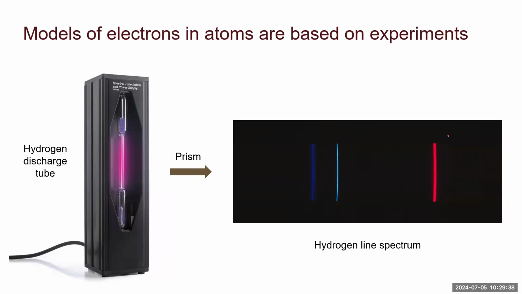But if you subject this to a prism, that same prism that splits white light into every single color, what you see is actually there's only 3 colors. Those 3 colors, this red, light blue, and this navy, or dark blue, are the 3 colors that come together to make this magenta. So what that means is that if you send an electric current through exclusively hydrogen gas, that's going to produce an amount of energy that makes visible light with these 3 different colors.